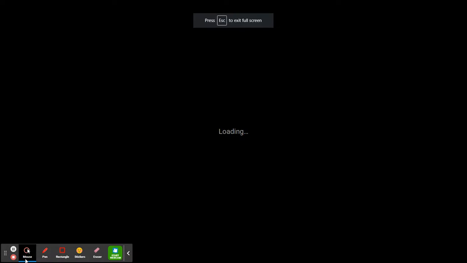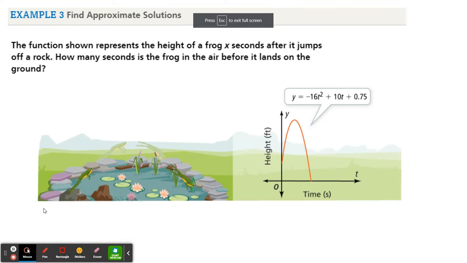All right, algebra video 2 for lesson 9-6 covering the quadratic formula. So, example 3, finding approximate solutions. The function shown represents the height of a frog x seconds after it jumps off a rock. How many seconds is the frog in the air before it lands on the ground?